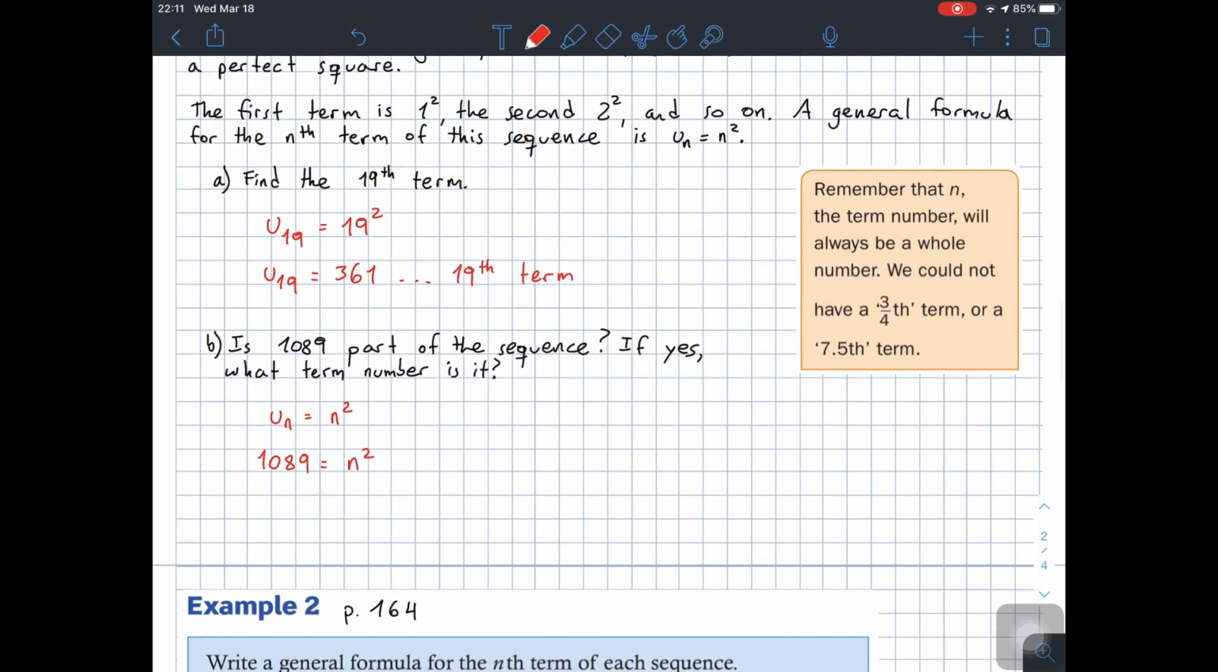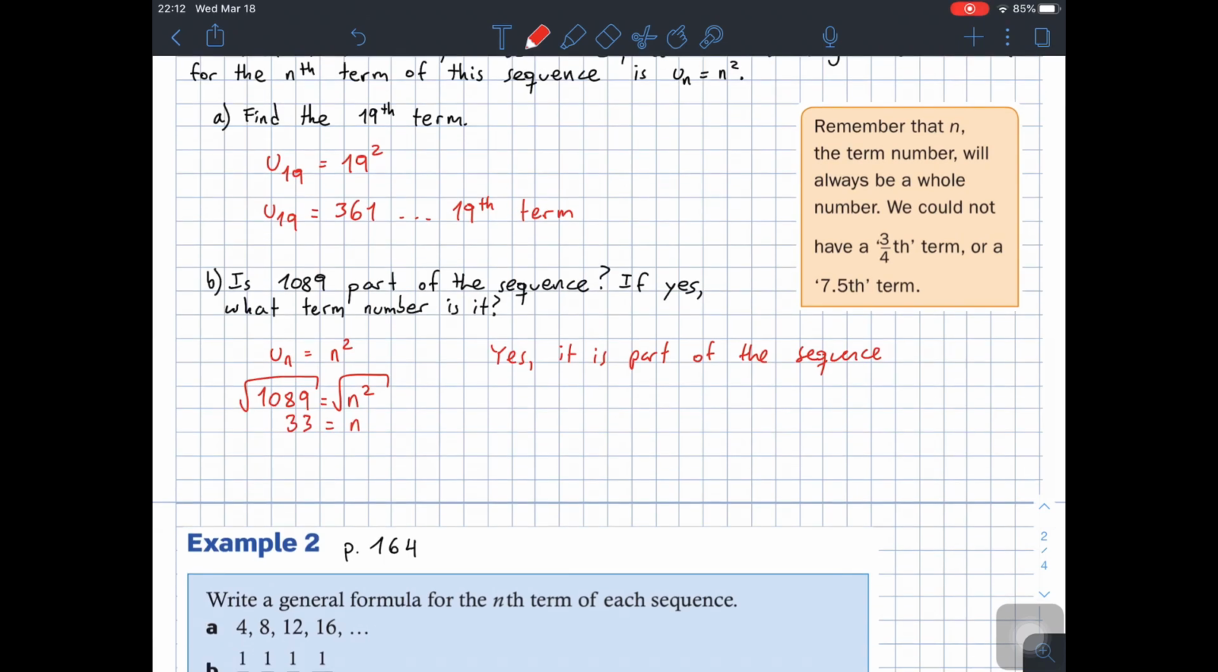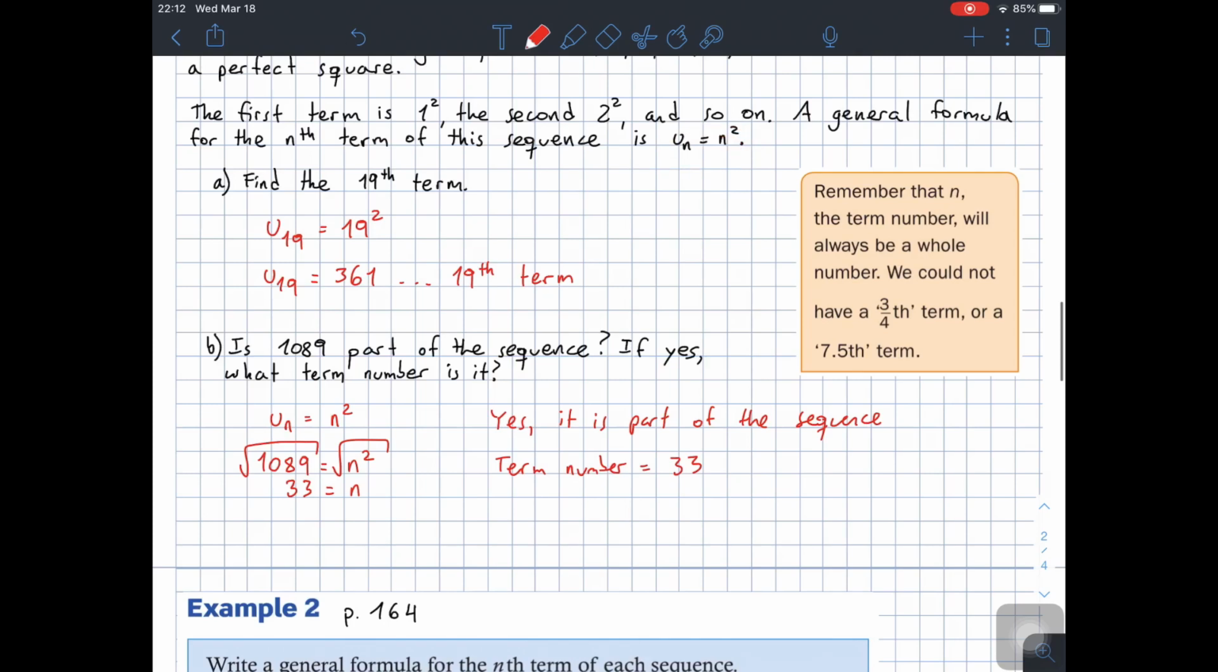So in order to solve for n, what we have to do is take the square root of both sides, and we see if 1089 is a perfect square. And yes, this is 33, and this equals n. So yes, it's part of the sequence. And the term number is 33. That means that term number 33 of this particular sequence is 1089.